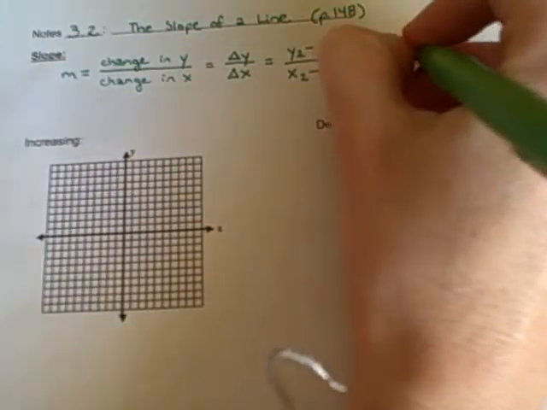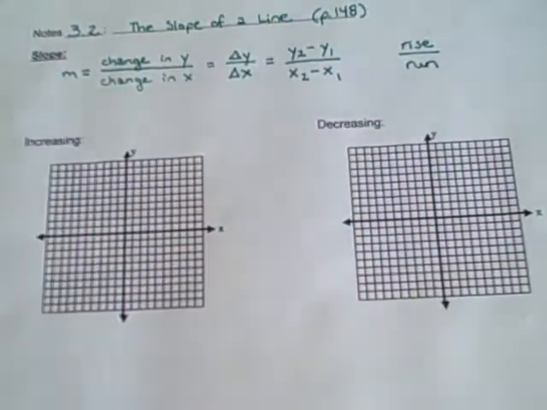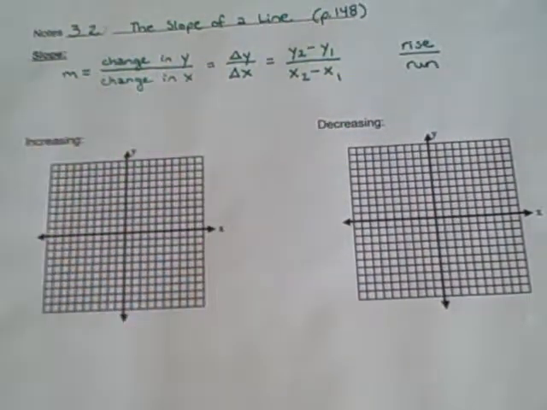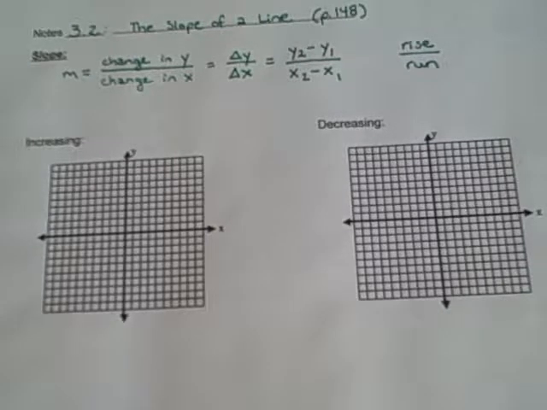You've also probably heard of slope as rise over run. Rise is our change in the Y direction, and run is our change in the X direction. Rise over run. So just a few quick notes about slope before we even get started doing calculations.